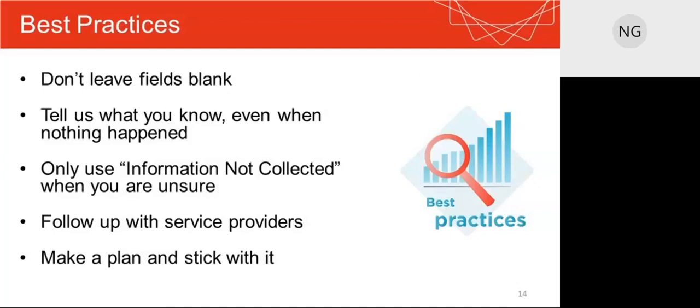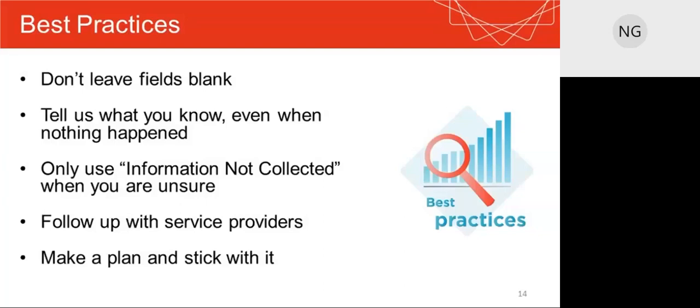Doing that might involve following up more directly with service providers that you've referred participants to so that you can find out from them whether the service was actually provided, even when it wasn't. Now, broadly speaking, we encourage you, after looking at the dashboard and the data guide, to make a plan for the data quality improvements that you want to focus on, and then stick to that plan.